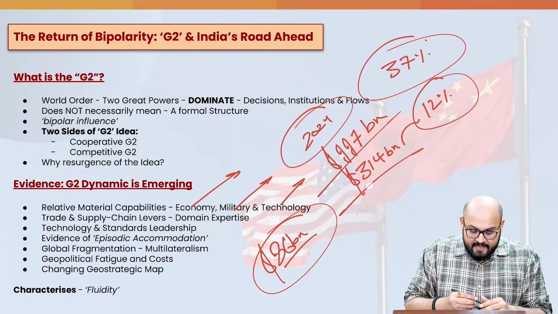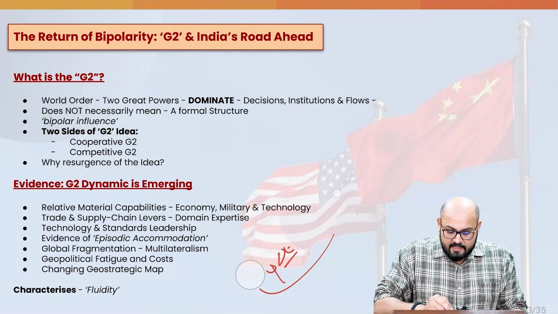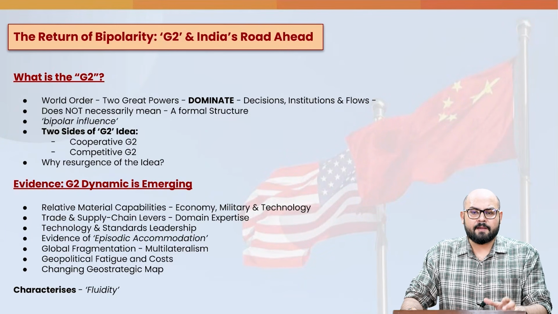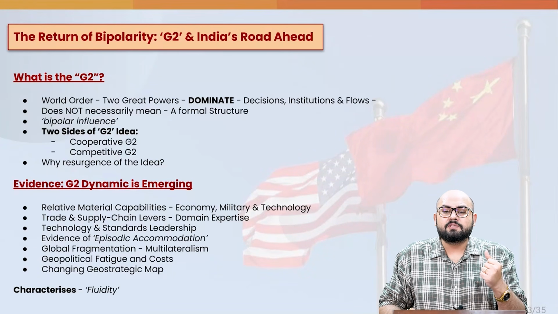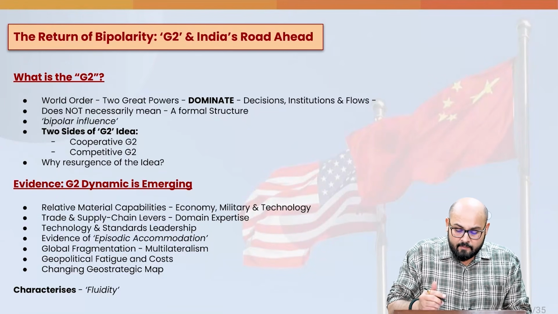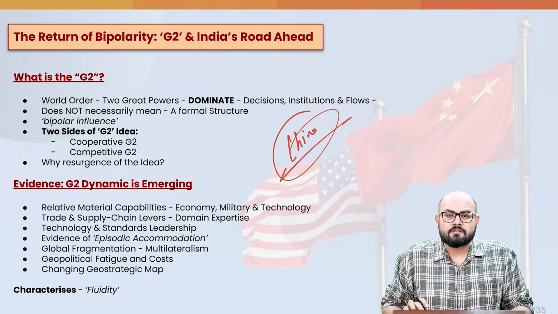Next aspect is trade and supply chain levers. Whenever we talk about the supply chains with respect to certain key elements, let's talk about the supply chains with respect to the critical minerals. So when we talk about it, China has a dominance with respect to the rare earth elements. Look at this.